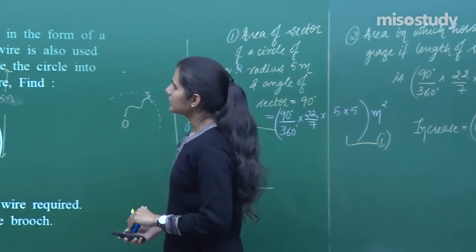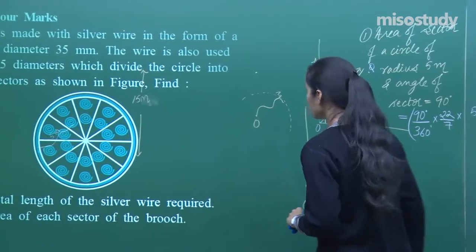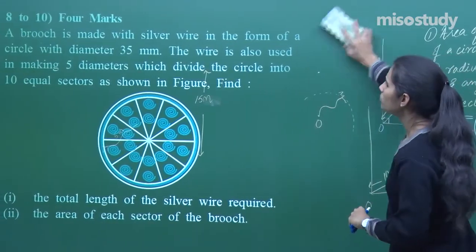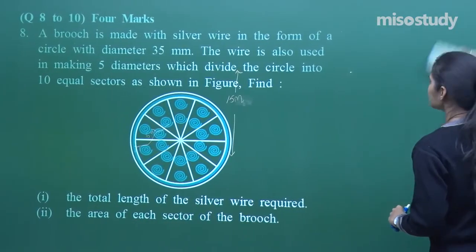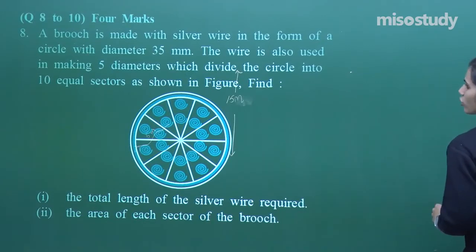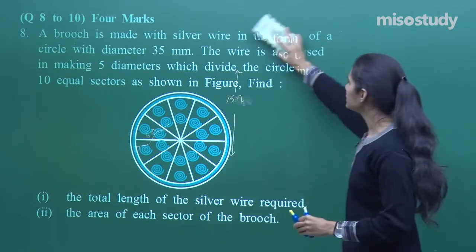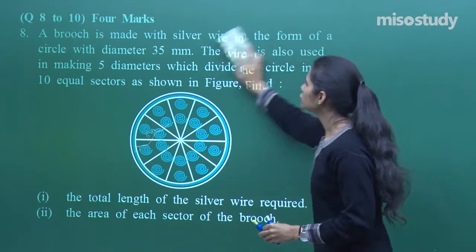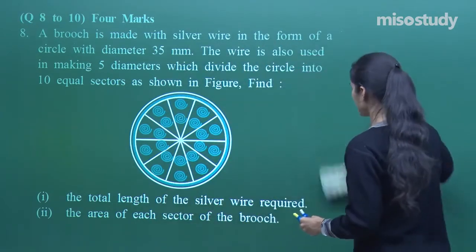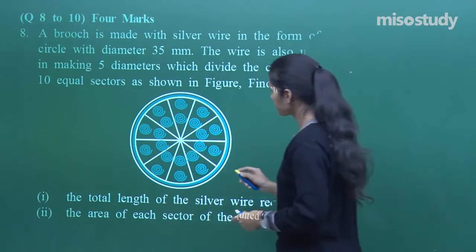Next question says that a brooch is made with silver wire in the form of a circle with diameter 35 millimeters. The wire is also used in making 5 diameters which divide the circle into 10 equal sectors. So please try to see this.